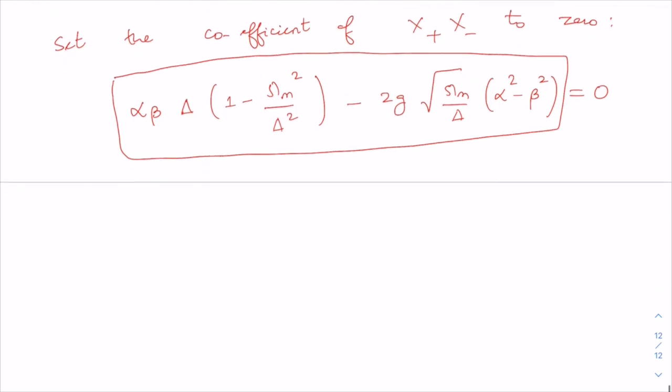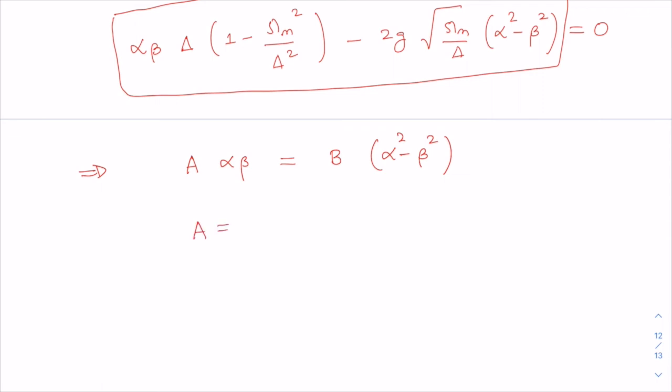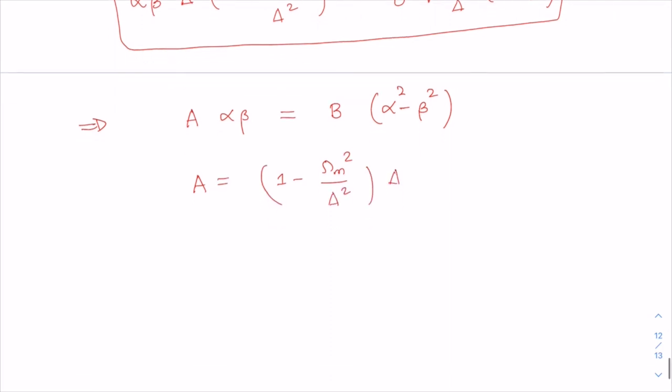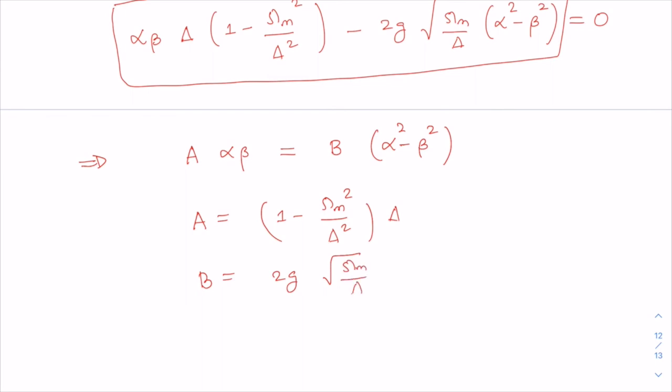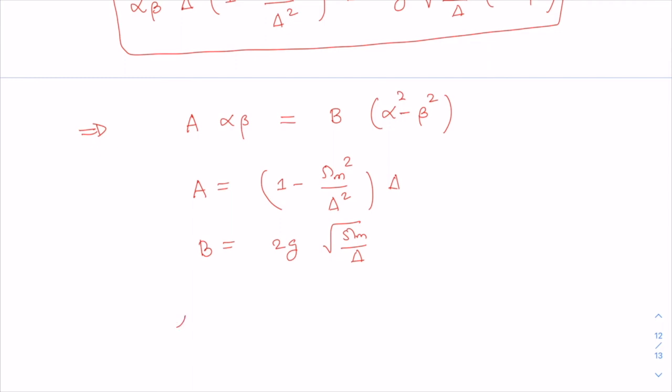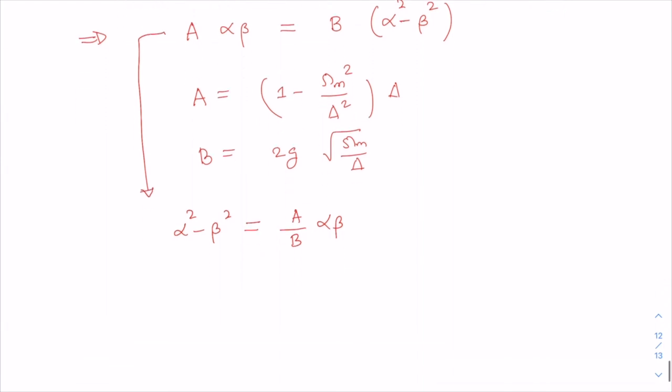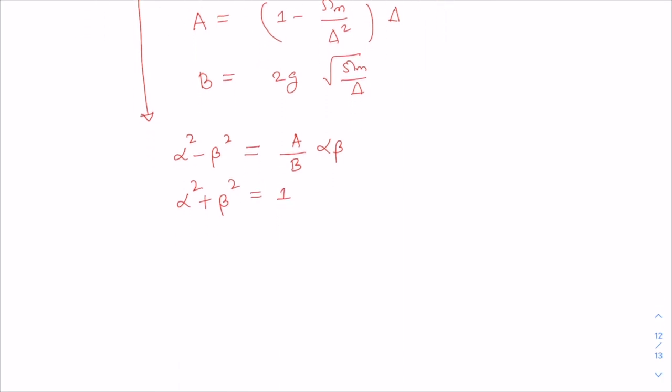And to make my life a little bit simpler, let me write it in this form. Let me write A alpha beta is equal to B into alpha square minus beta square, where A is equal to 1 minus omega m square by delta square into delta, and B is equal to 2z square root of omega m by delta. So we have now two equations. One equation is alpha square minus beta square is equal to A by B alpha beta, which I am getting from this. And another one is alpha square plus beta square is equal to 1. These two equations can be solved to get the value of alpha and beta.